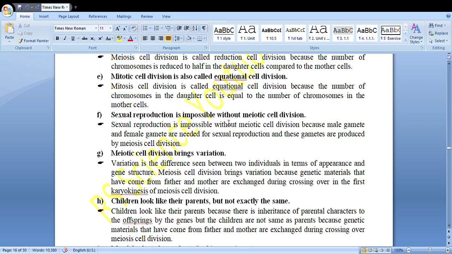Sexual reproduction is impossible without meiosis or meiotic cell division, because male gametes and female gametes are needed for reproduction, and these gametes are produced from meiotic cell division. Meiotic cell division brings variation. Variation is the difference seen between two individuals in terms of appearance and genetic structure. Meiotic cell division brings variation because genetic material that has come from father and mother is exchanged during crossing over in the first karyokinesis of meiotic cell division.